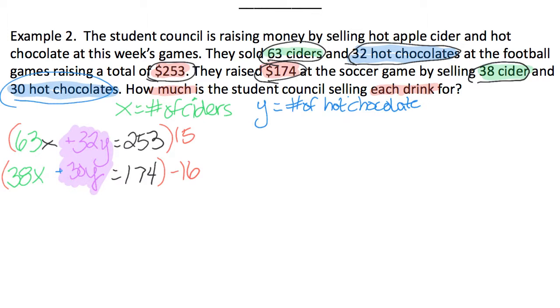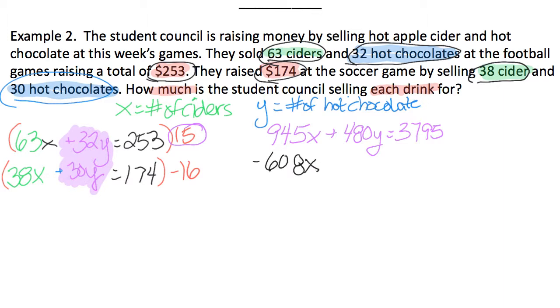When you do this, you're going to want to plug them all into the calculator. So for this first equation, we end up with 945x plus 480y equals 3,795. For the second equation, we get negative 608x minus 480y is equal to negative 2,784.